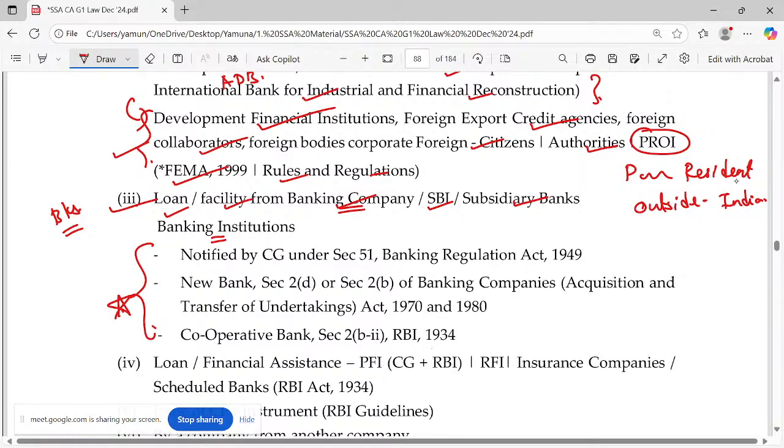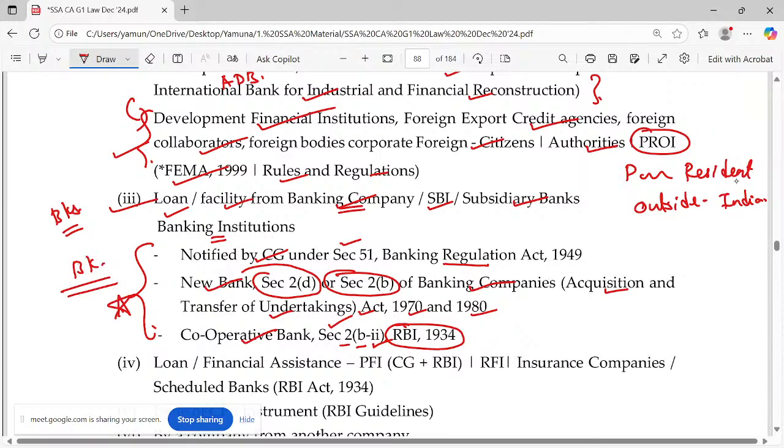Please highlight. Not all the banks are called as banks here. The banking institutions which are notified by central government under Section 51 of the Banking Regulation Act or any other new bank following the definition covered under Section 2 Clause D or Section 2 Clause B of Banking Companies Acquisition and Transfer of Undertakings Act 1970 and 1980 and other cooperative bank as per RBI Act following from Section 2 Clause B, second point. If the banking institutions are covered under this category and you are receiving any loan or facility from this banking institution or SBI or subsidiary bank, then it will not be treated as deposit.